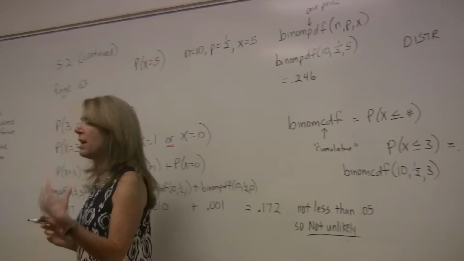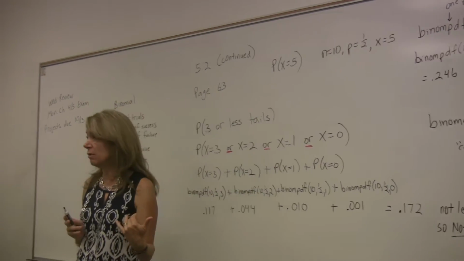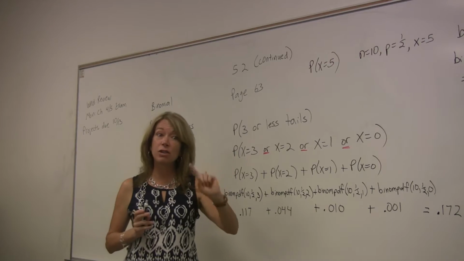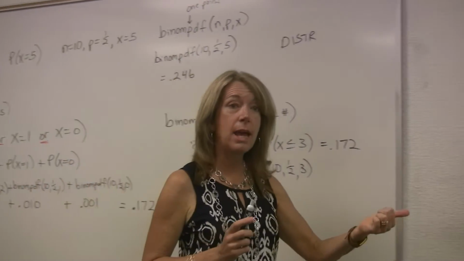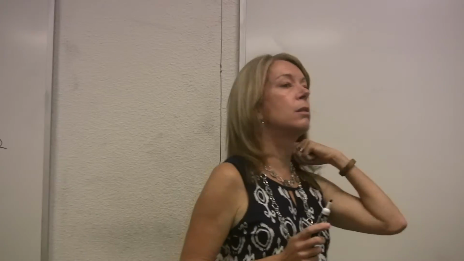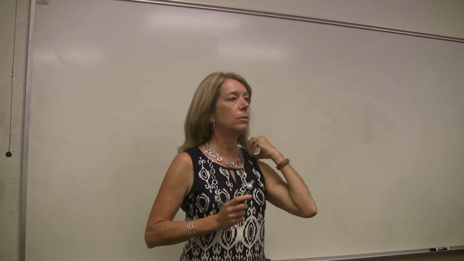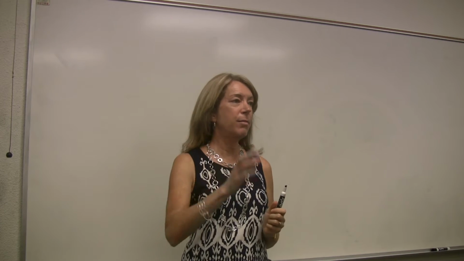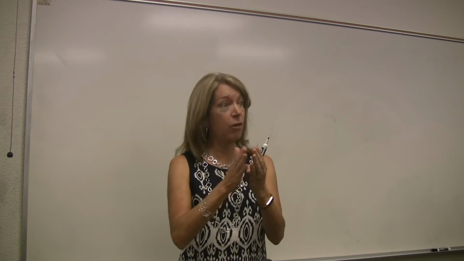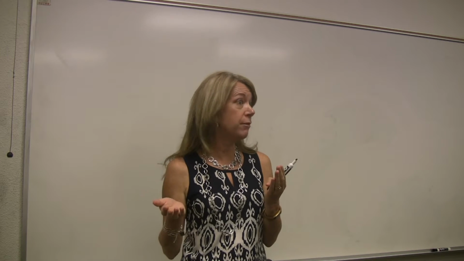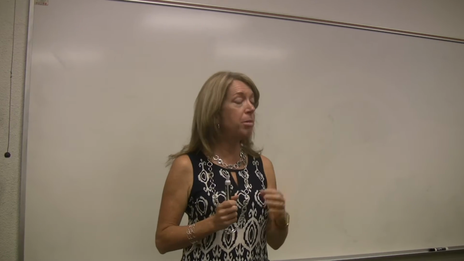And the reason I don't just tell you how to do CDF versus PDF is I need you to understand what CDF is doing. You need to know when to choose PDF and when to choose CDF. PDF is for exactly, and CDF is for less than or equal. So if I say the probability of no more than 7 tails, that's 7 or less, so I would do CDF. But if I say the probability of exactly 6 tails, then I would do a PDF.